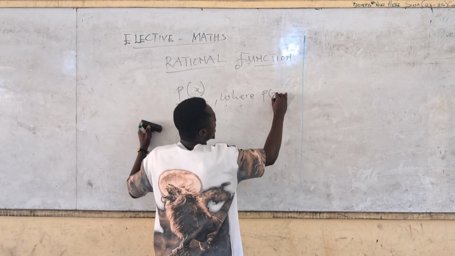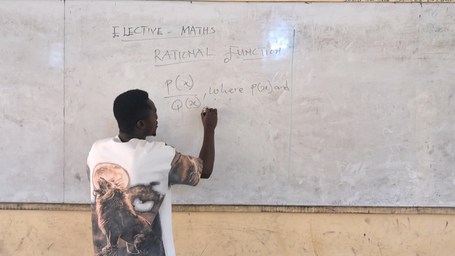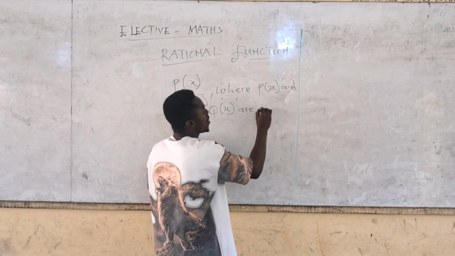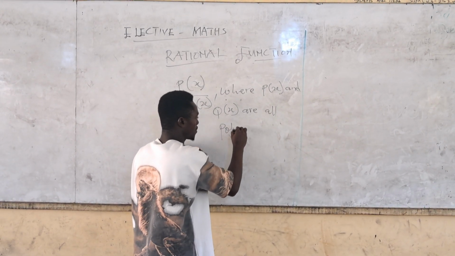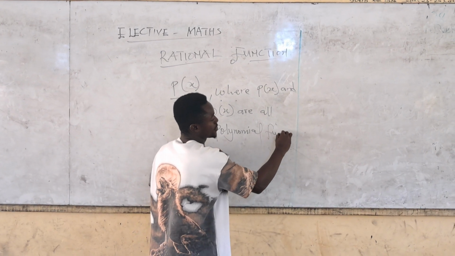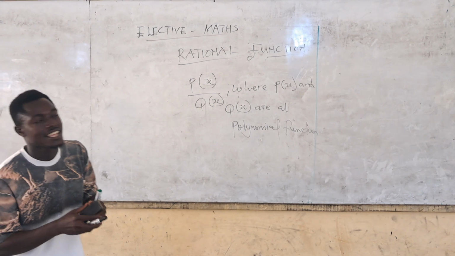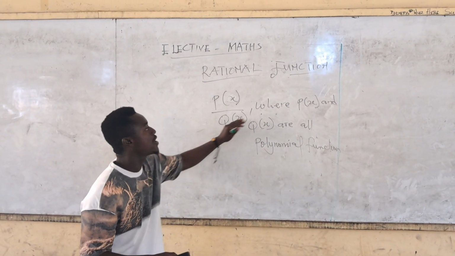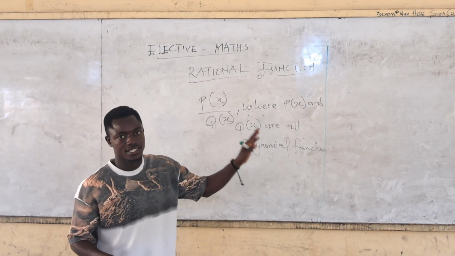P of x and Q of x are all polynomial functions. So we said a rational function is a function in the form P of x over Q of x, where P of x and Q of x are all polynomial functions.